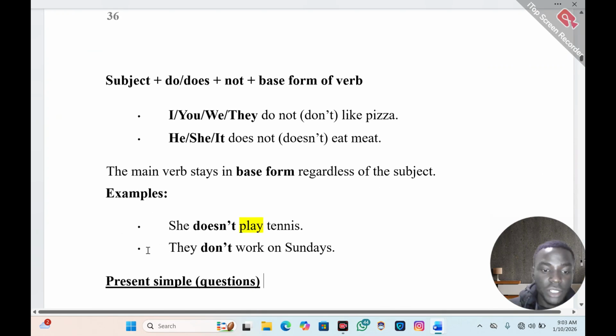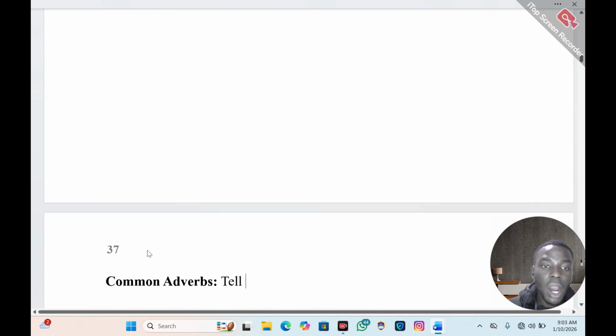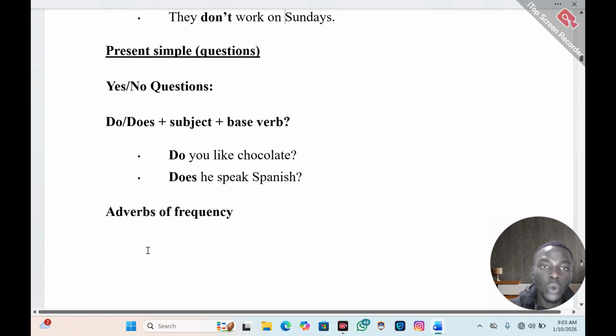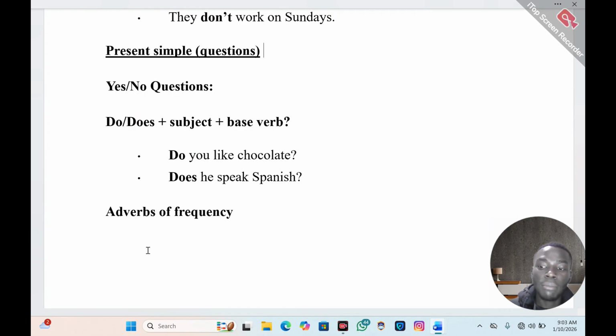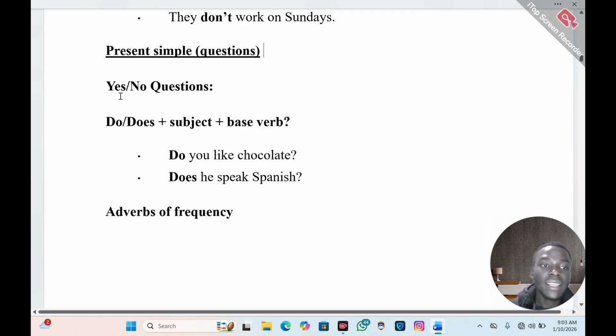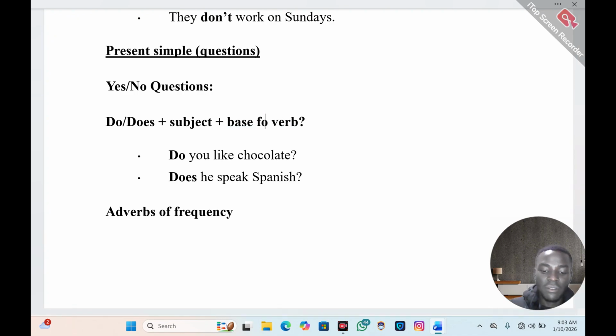Now let's continue directly to how we form question sentences in the simple present tense. How can you ask a question using the simple present tense? Yes or no, they are called yes or no questions. Now, how do we form them? We take do or does. You remember do works on some subjects, and does on he, she, and it. Then we add the subject, and then we add the base form of the verb.